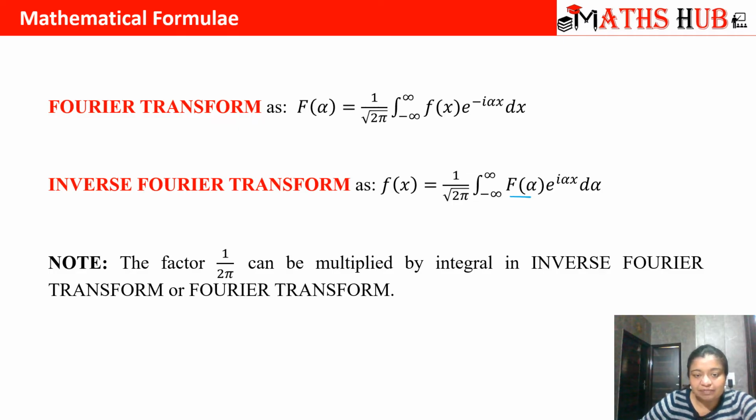So either you multiply the equal coefficient 1 by under root 2 pi in both the integrals, or you might see that in the Fourier transform there will be no coefficient, and in the inverse Fourier transform, they'll multiply it with 1 by 2 pi, right? Okay.